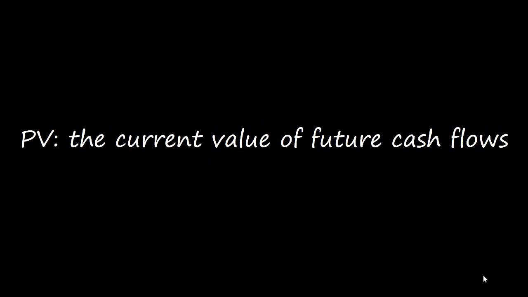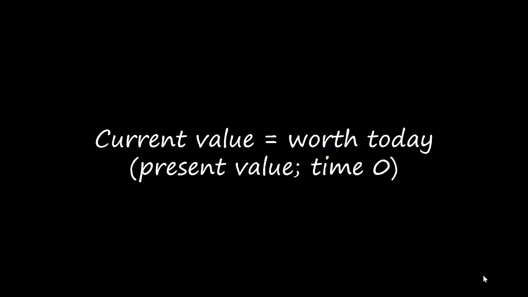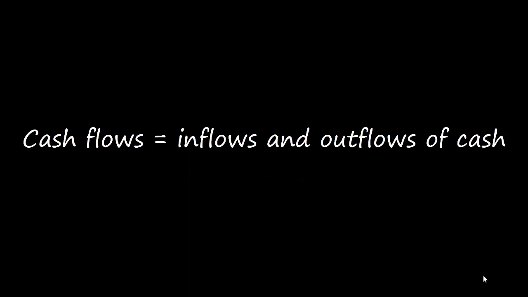Now that we know why a company would want to use present value, let's break down the definition. I define present value as the current value of future cash flows. Let's look at each piece of that definition. Current value means what something is worth today. We call that present value, that value today, or we say it's the value at time zero. When we get into some timelines in a minute in future problems, that reference to time zero will start to make more sense. What you need to know now is that present value is the value today, or the current value. Specifically, it's the value of cash flows.